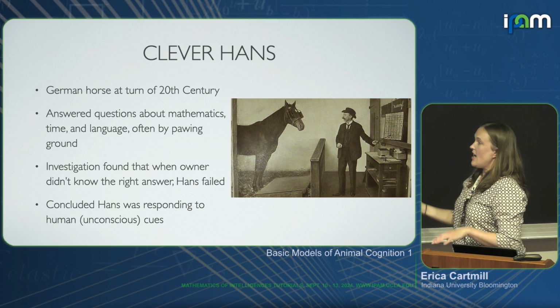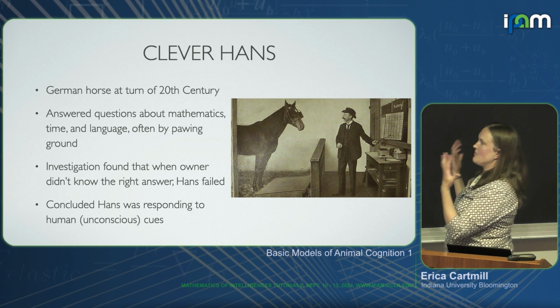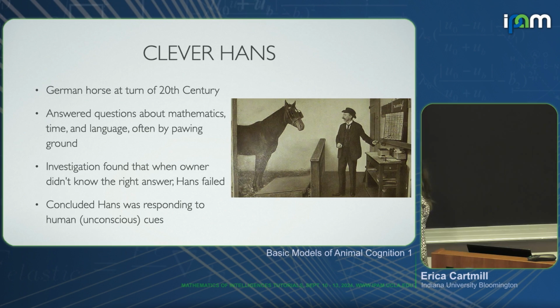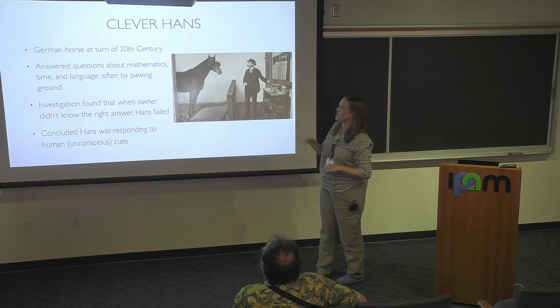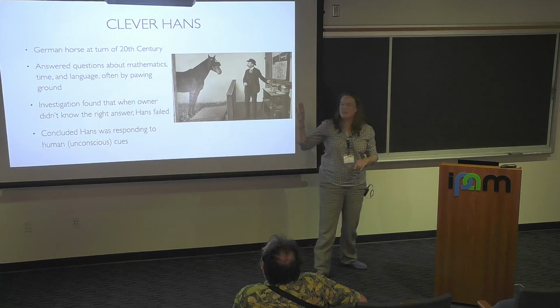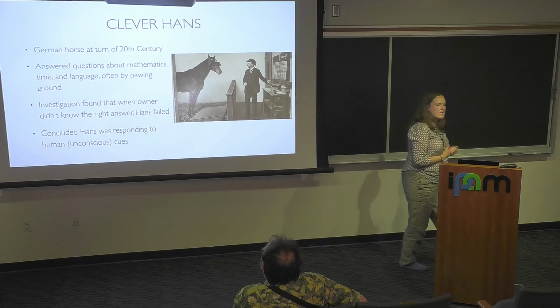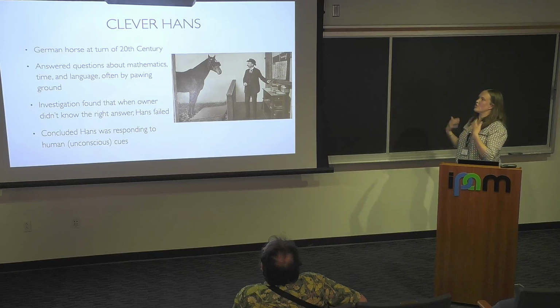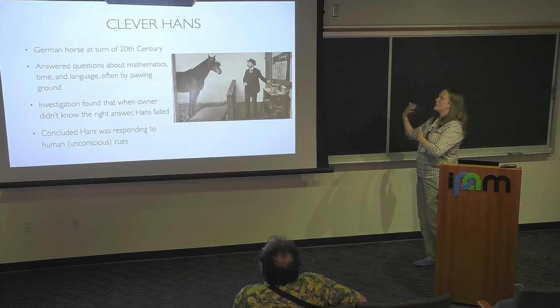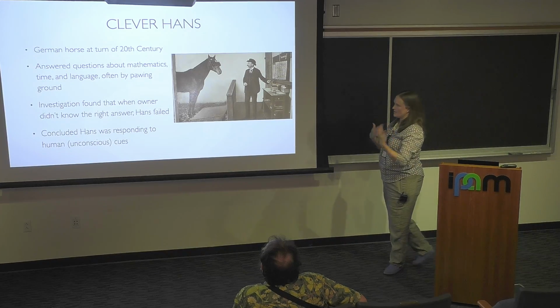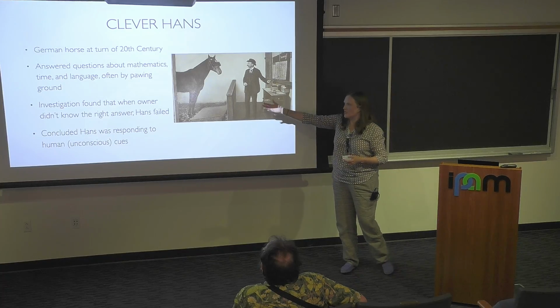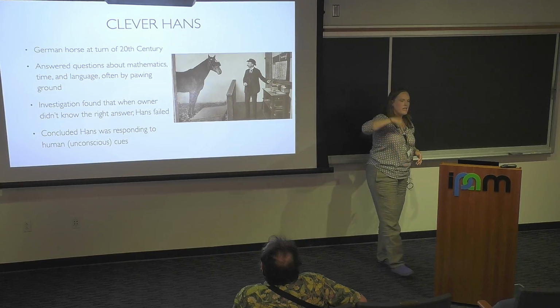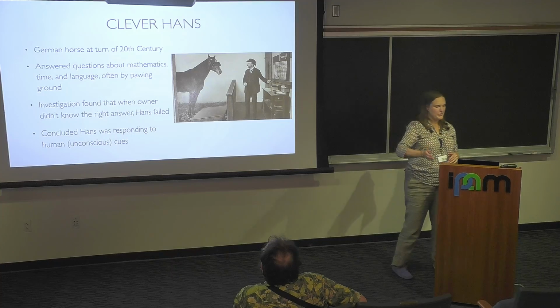So Clever Hans, I assume this is something that everyone is broadly familiar with, was a German horse at the turn of the 20th century. His trainer/owner promoted him as someone who could answer questions about mathematics, spoken German, and time, and he typically would answer by pawing the ground.